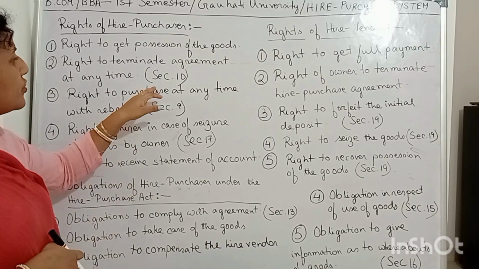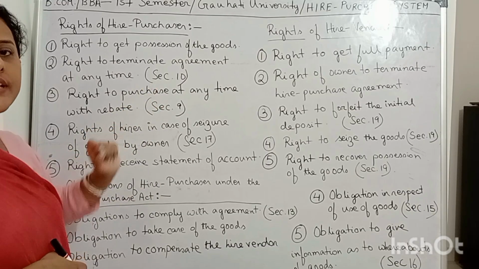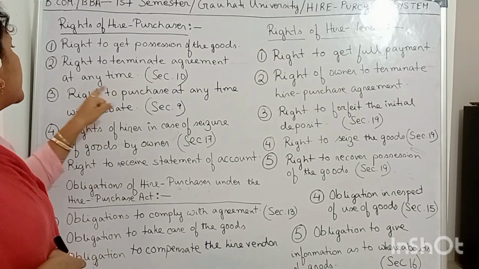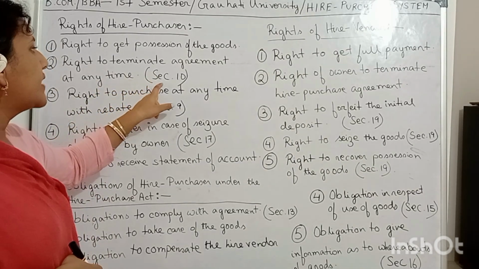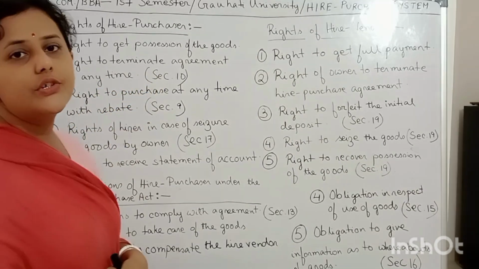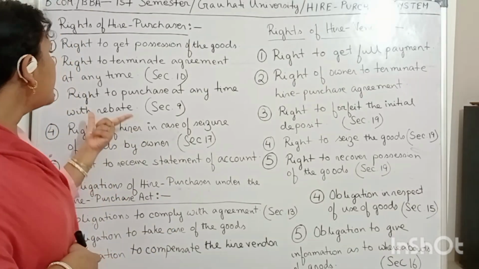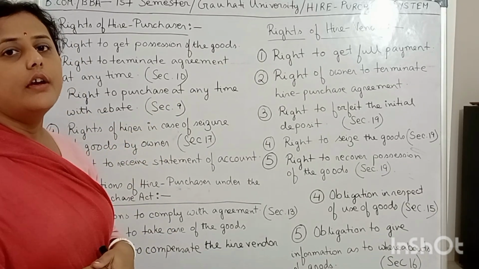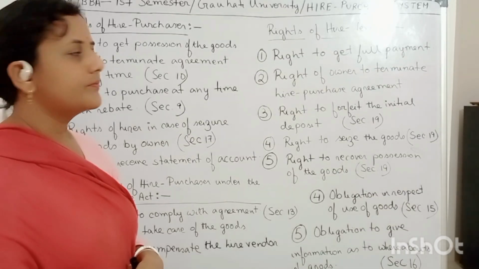And also remember that the sections are important. The right to terminate the agreement at any time is under section 10 of the Hire Purchase Act. Then the right to purchase at any time with rebate is under section 9 of the Hire Purchase Act.